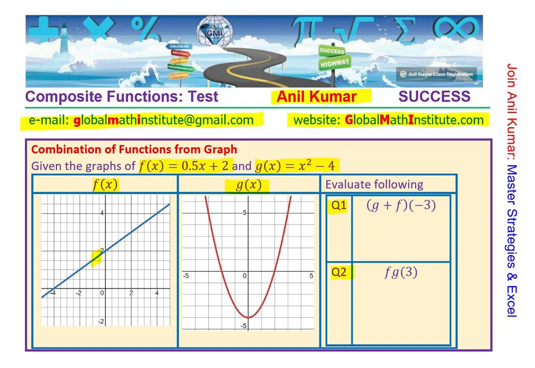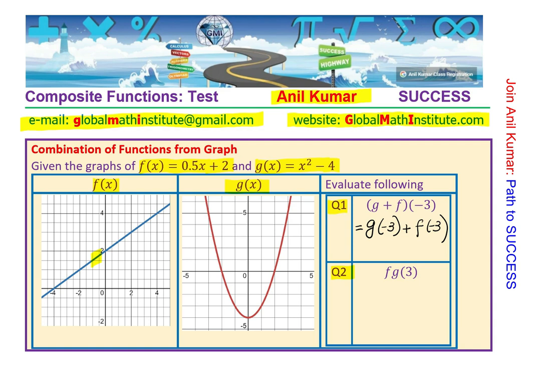Makes sense, right? The very first one is g plus f at minus 3. So here it really means we have to add the values of the function at minus 3. So g of minus 3 plus f of minus 3. They are like superimposed on one another, and so we just combine the values. So let's find. You can find the value using the equation or the graph, right?